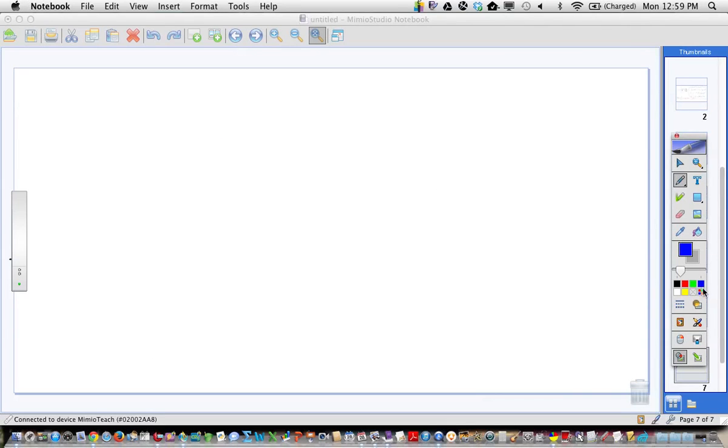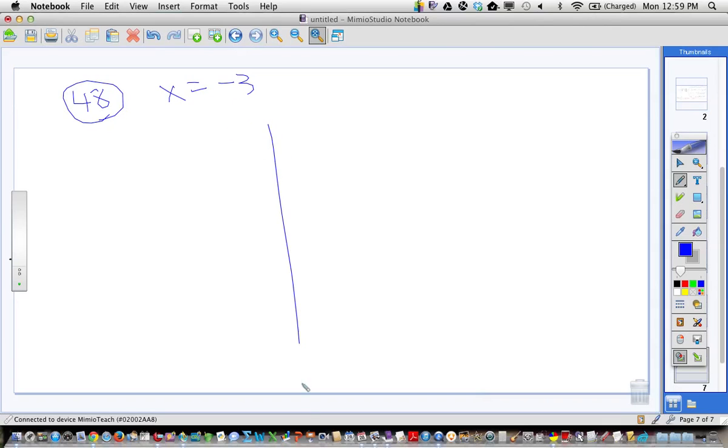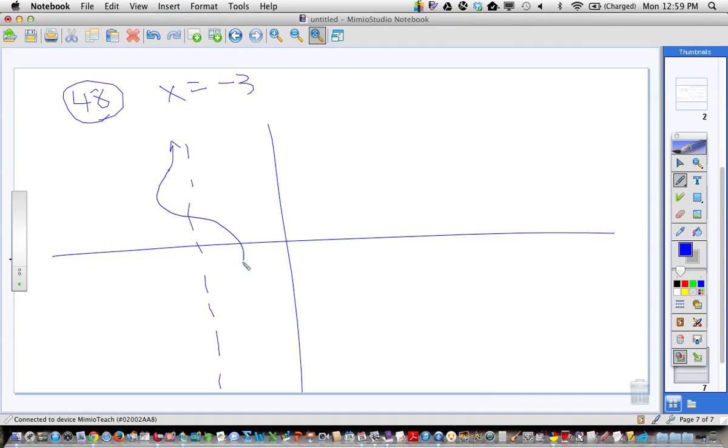48, they say, is a vertical asymptote at x equals -3, okay? So you've got this situation here, and you've got a vertical asymptote over here. Now, if I drew a graph that was approaching this, but then crossed it, what would be the problem with it? Not a function. It doesn't pass the vertical line test anymore, right?